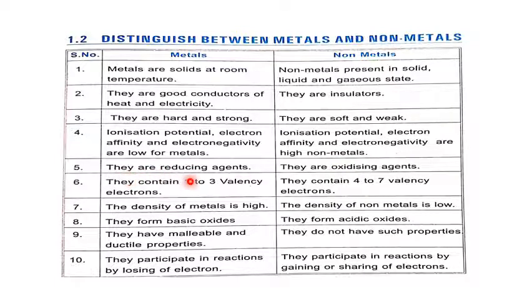Next, metals are reducing agents. Non-metals are oxidizing agents. Metals contain 1 to 3 valency electrons. Non-metals contain 4 to 7 valency electrons. The density of metals is high, the density of non-metals is low. Metals form basic oxides, non-metals form acidic oxides. Metals have malleable and ductile properties, non-metals do not. Metals participate in reactions by losing electrons. Non-metals participate in reactions by gaining or sharing electrons. These are the differences between metals and non-metals.